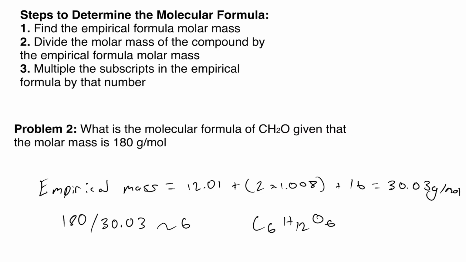So to recap, we need to use percent composition to find the empirical formula, and then we need to use molar mass to find the molecular formula. And we need to make sure we're very careful with the mole calculations and rounding.